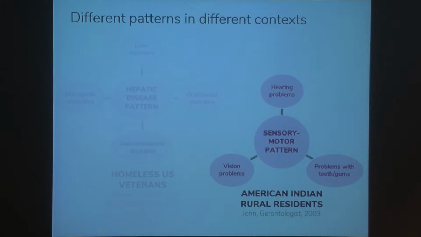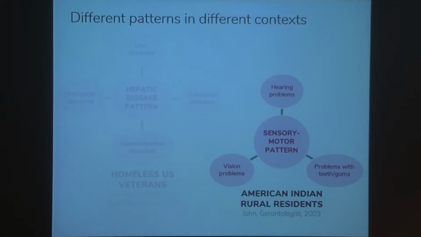And last, another example, this time from American Indian rural residents. This study is by John in 2003, and they identified a specific pattern that they called the sensory motor pattern. This cluster brings together three health problems: hearing problems, vision problems, and oral problems. The authors hypothesized that what might underlie this pattern is the lack of coverage, the lack of health provision regarding hearing aids, dental prostheses, or even visual aids.